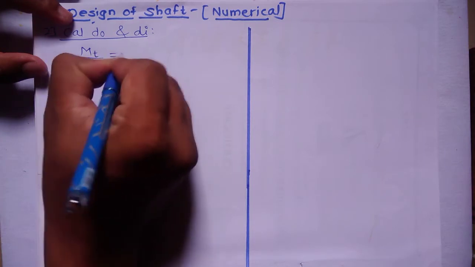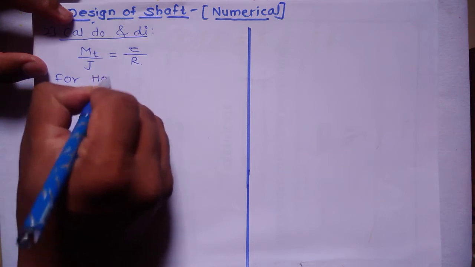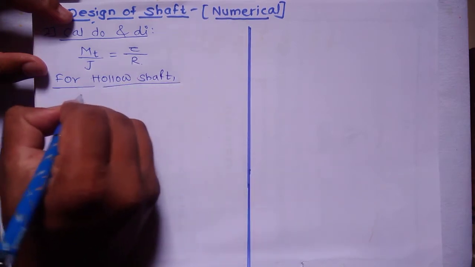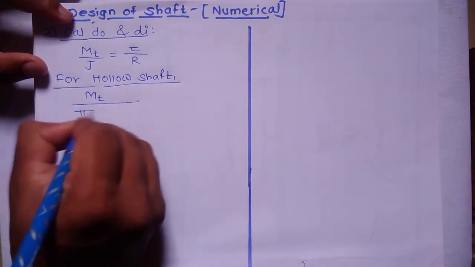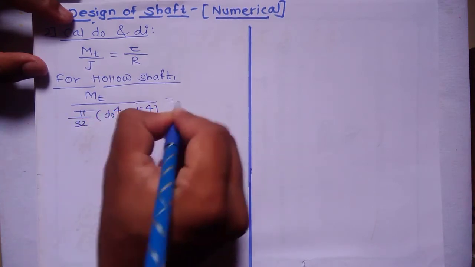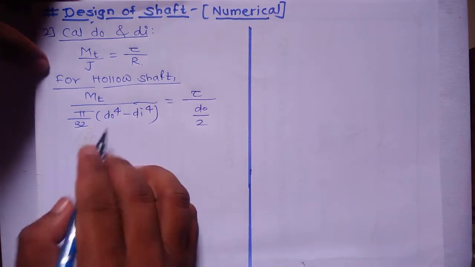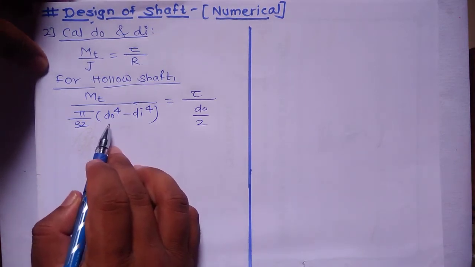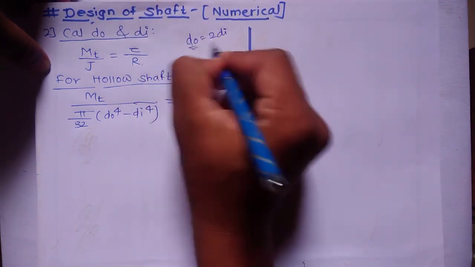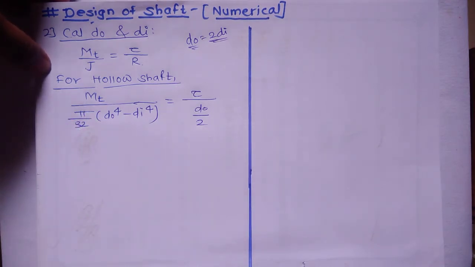So let us write the equation to find the outside and inside diameter. Mt upon J is equal to tau by r. As it is a hollow shaft, for a hollow shaft this Mt upon J we can write as pi by 32 into do raised to 4 minus di raised to 4, is equal to tau upon r, that is do upon 2. What we have to do here is replace do in terms of di, because do is given as twice di, so we put do equal to twice di here, along with the value of the maximum torque calculated.